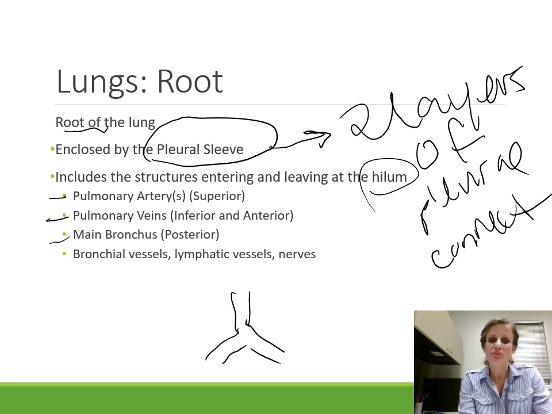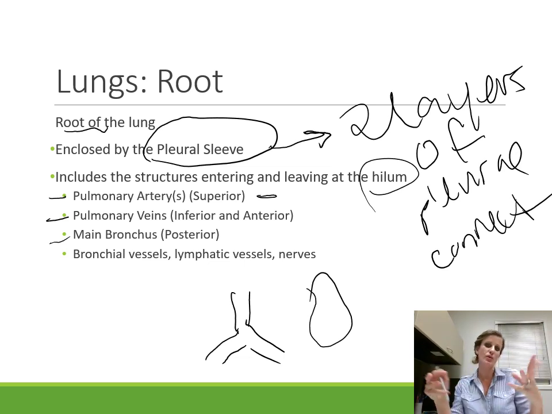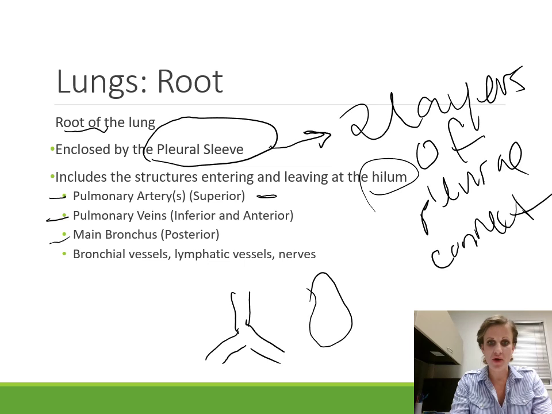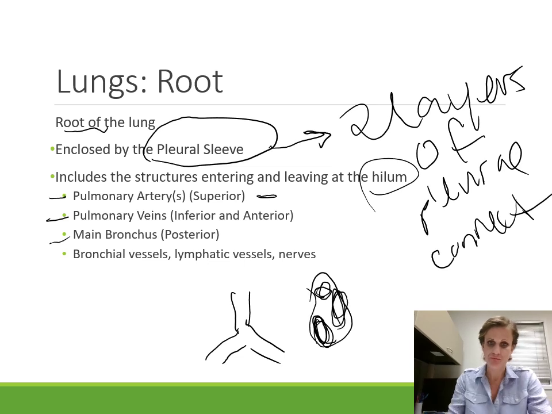When we look at the roots, there's a typical kind of organization of all of these structures. The pulmonary arteries are typically the most superior. So if we were to take a section of the root and look at the way that it was organized, we would see that the pulmonary arteries are normally on the top. The pulmonary veins are normally anterior and posterior. The main bronchus is typically posterior. And that's kind of the way that it's organized. We'll see on the next slide, though, the left and right versions.